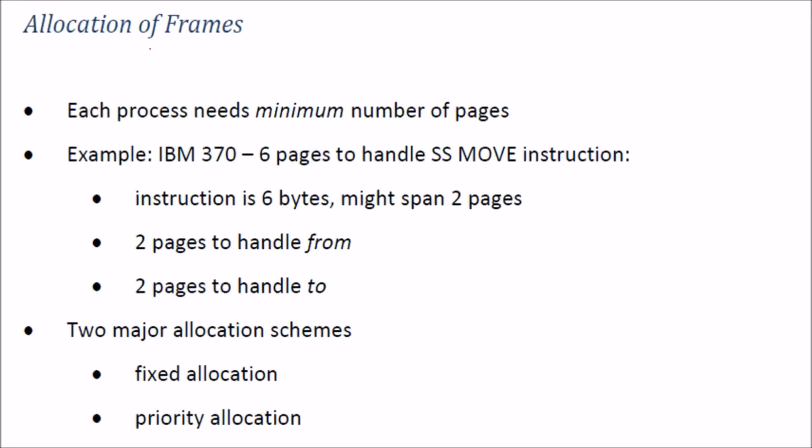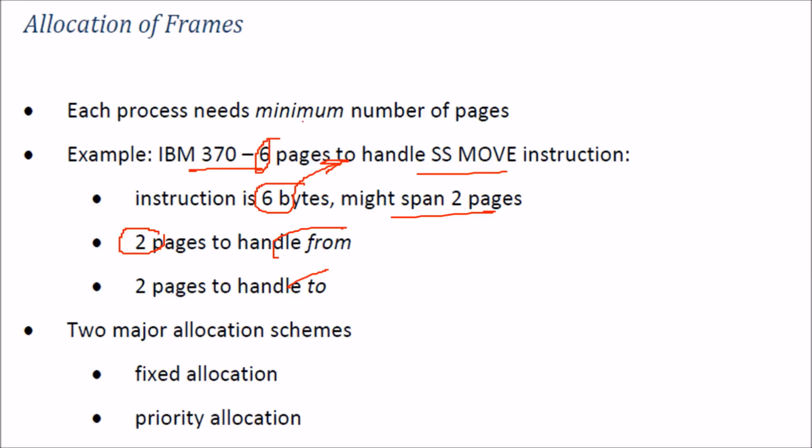So how to allocate the frames? Each process needs some minimum number of pages. For example, if you take the IBM 370, it has 6 pages. It needs 6 pages to handle the move instruction. The instruction here is 6 bytes, and it might go to 2 pages. So 2 pages to be handled from and to, right?